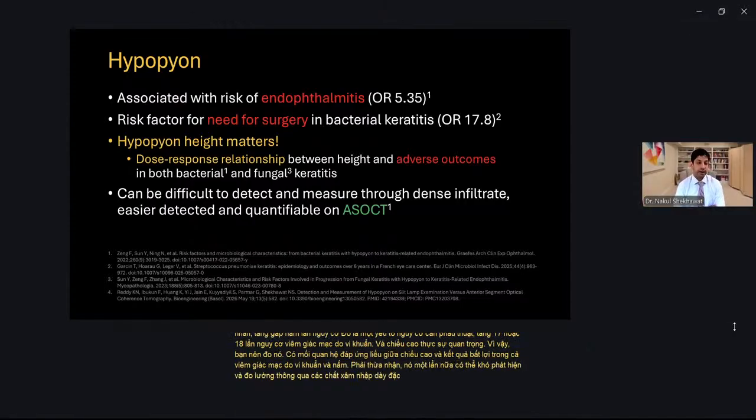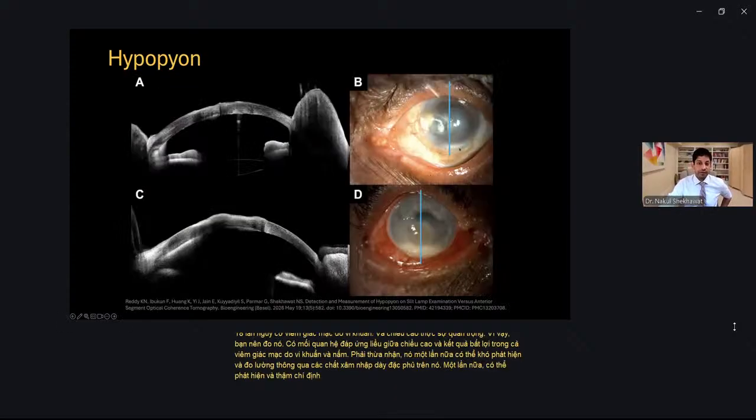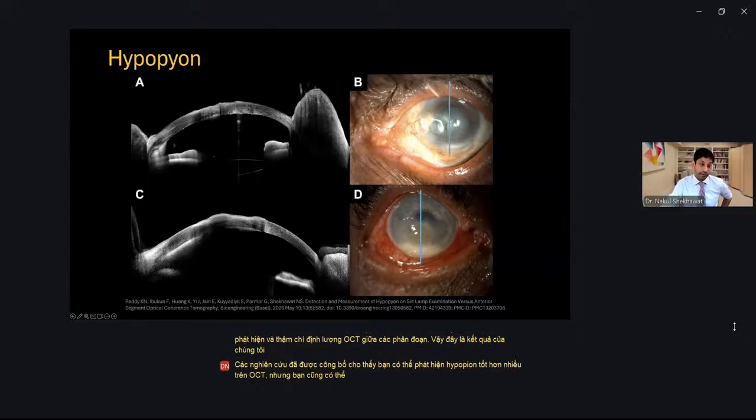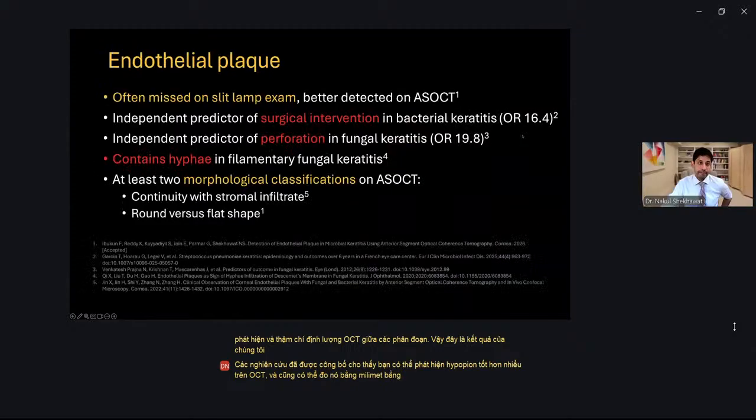It is again possible to detect and even quantify on anterior segment OCT. So here's our own published study showing that you can detect hypopyon far better on OCT, but also you can measure it in millimeters using a caliper tool on your own OCT machine.